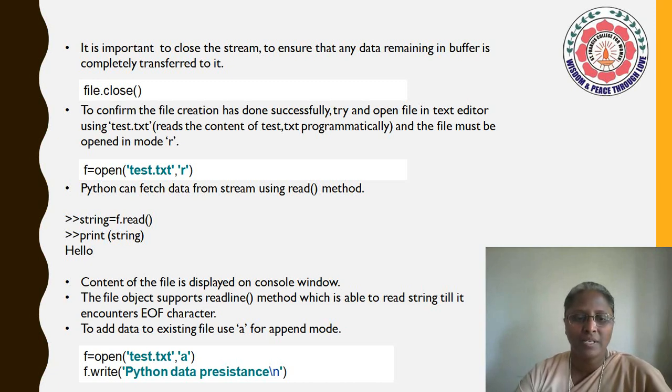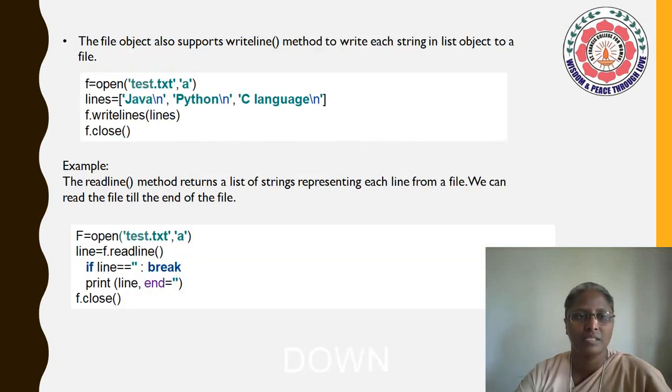To add data to an existing file, use a for appending mode. f equals open test.txt, a is for appending mode. f.write and whatever string you want to append, that is here, Python data persistence.